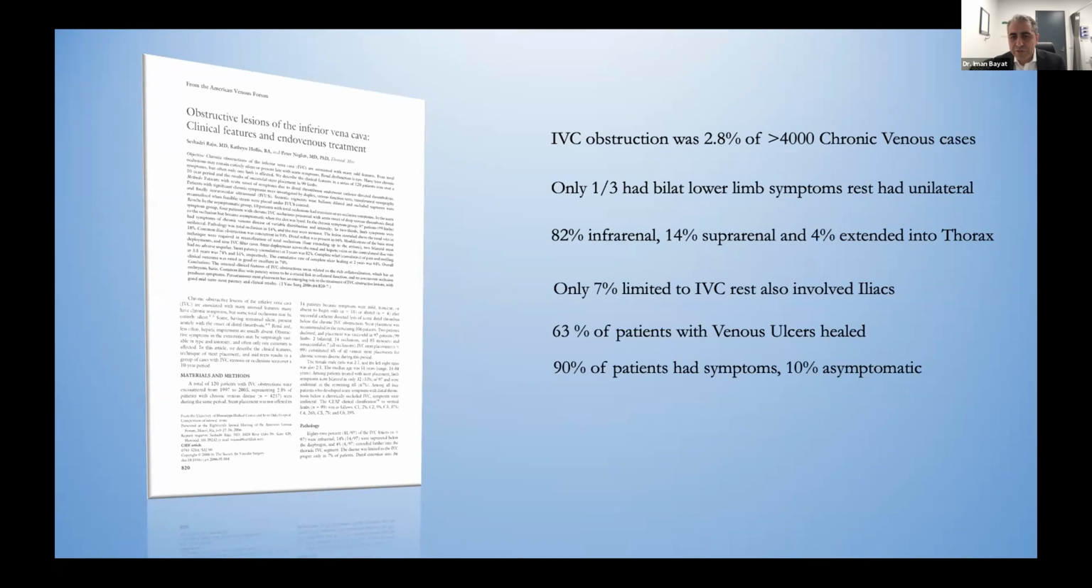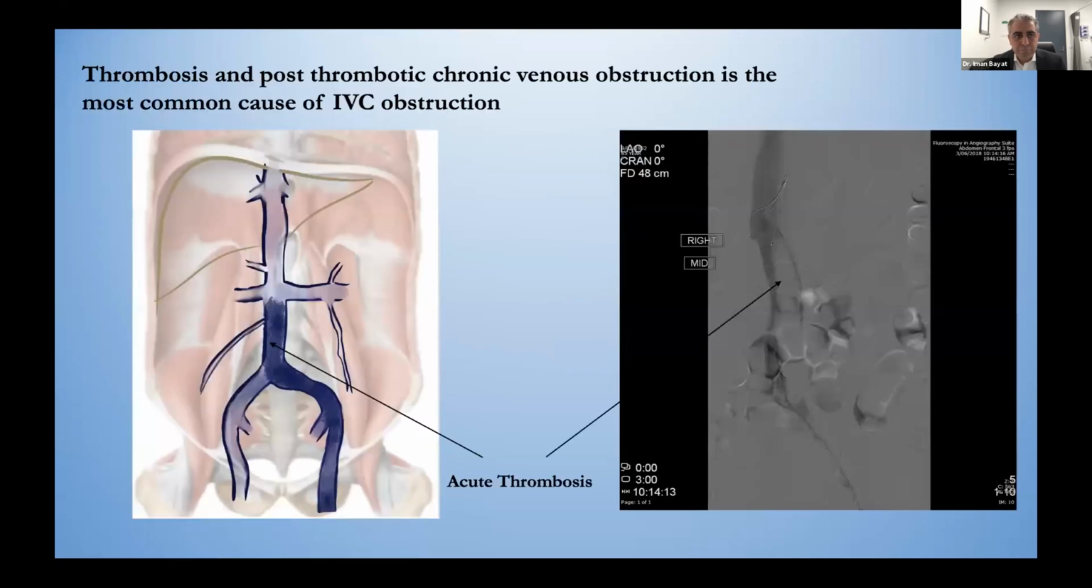Now, 63% of these patients with venous ulcers healed. I think we'll hear more about this later in this session. And 90% of these patients had symptoms. There were only 10% who were asymptomatic. Now, what causes IVC obstruction? The most common cause is obviously thrombosis and post-thrombotic venous obstruction.